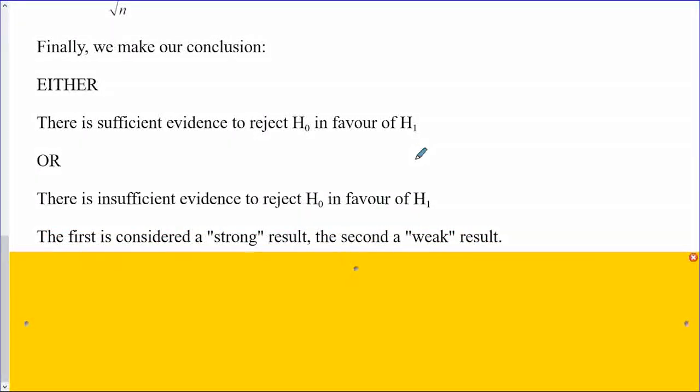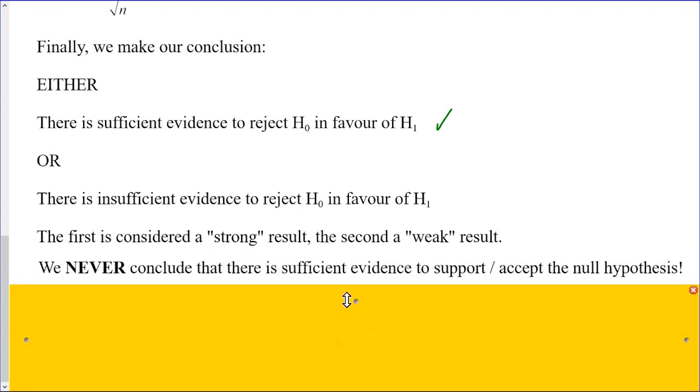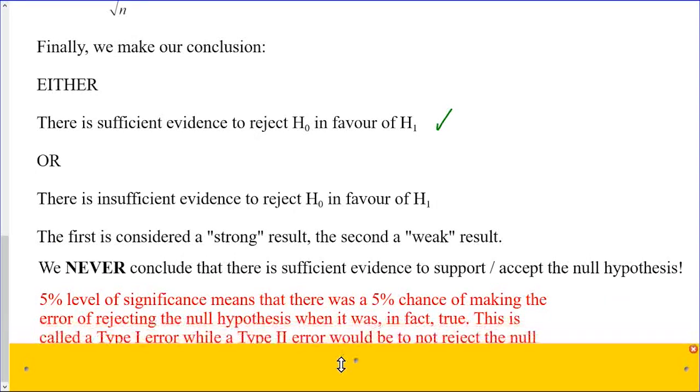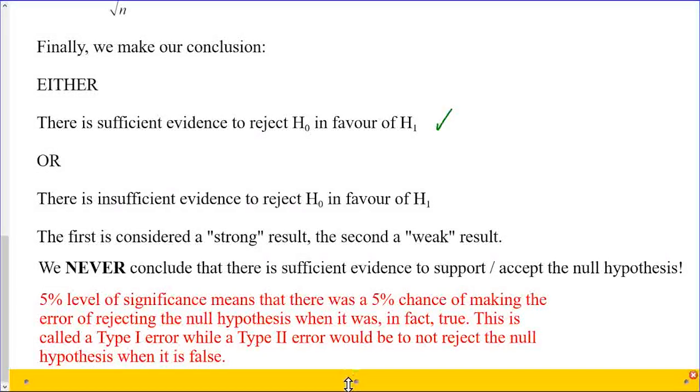The first conclusion would be considered a strong result. The second, a weak result. There's not enough evidence to do anything, whereas here the evidence is overwhelming that we need to reject H0. We never conclude that there's sufficient evidence to support or accept the null hypothesis. We are either rejecting it or failing to reject it. The 5% level of significance means that there was a 5% chance of rejecting the null hypothesis when it was in fact true. This is called a type 1 error, while a type 2 error would be to not reject the null hypothesis when it is false.